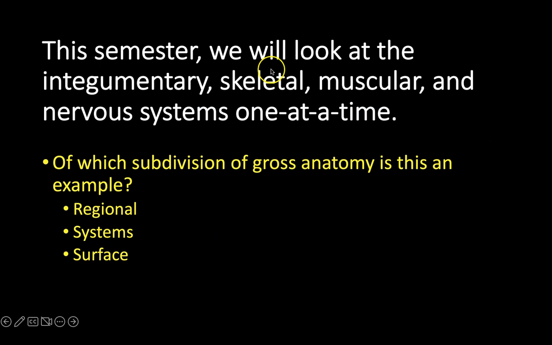So this semester, we're going to look at the integumentary, skeletal, muscular, and then the nervous systems. And we're going to do that one at a time. Of which subdivision of gross anatomy is this an example? So another way of asking that is, which approach to anatomy are we taking in this class? And you should be able to identify it as one of these three.